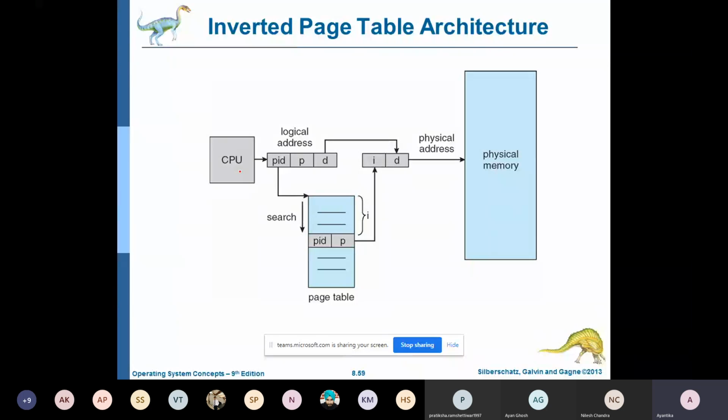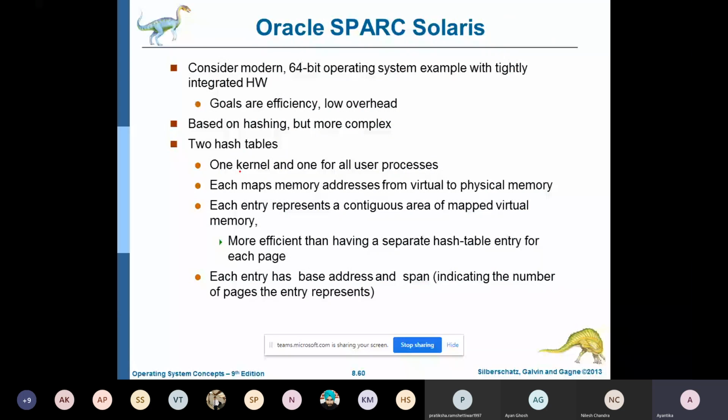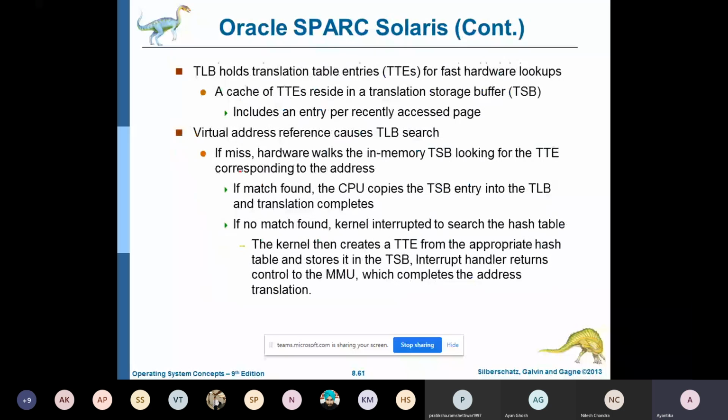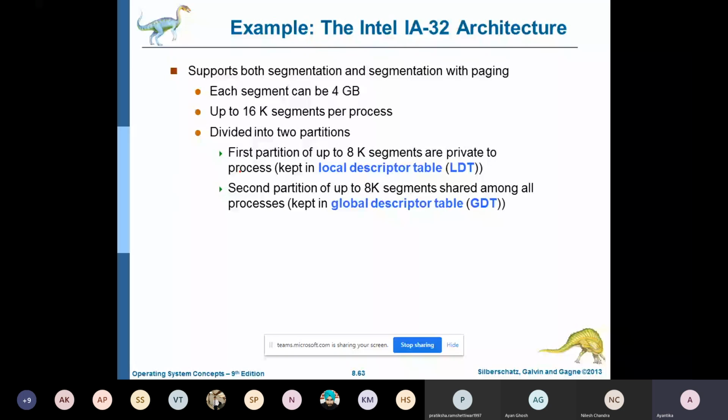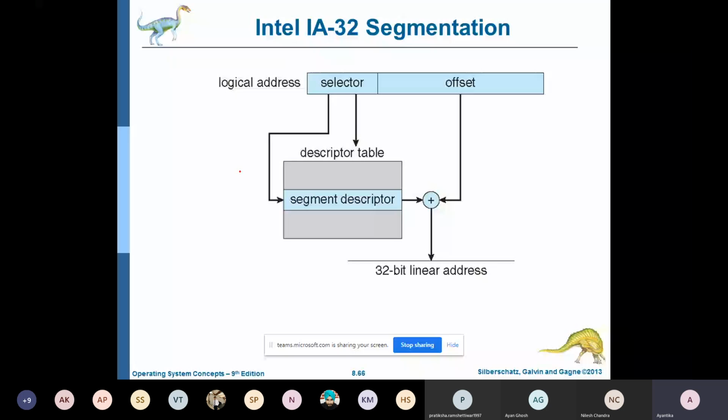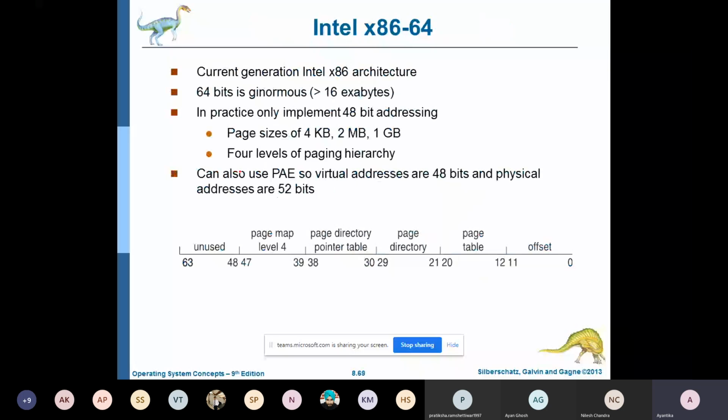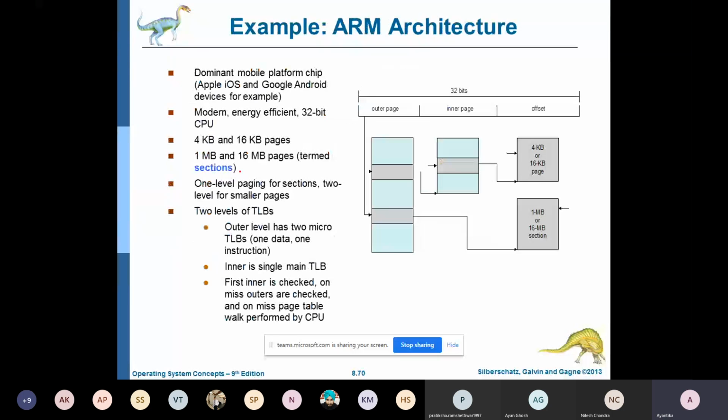I'm not going into that much detail, but if you are new to this and interested, you can go through this. Here are a few examples given for different types of processors: Intel 32, the ARM processor, and x86. The concept of paging is the same for all of these processors, but what are the different techniques they are considering for their different purposes? So you can go through these few slides.